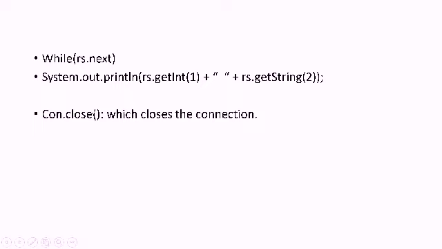Then once everything is finished, we use the con.close method to close the connection. Whatever connections we have opened, we close by writing con.close. Thank you for the class.